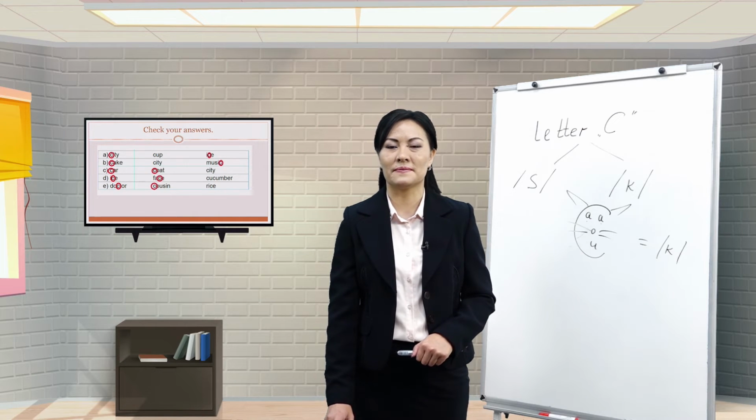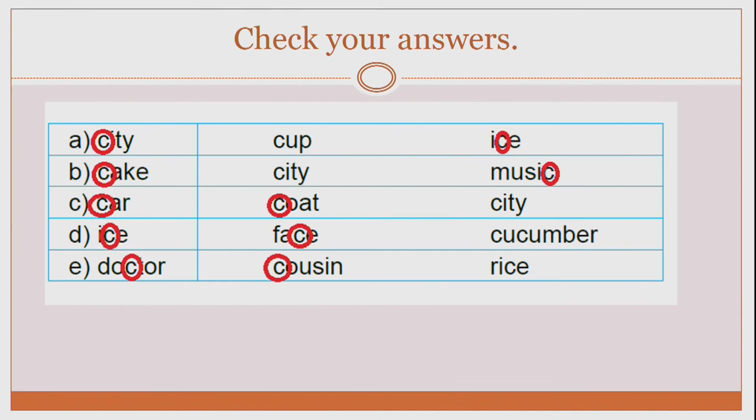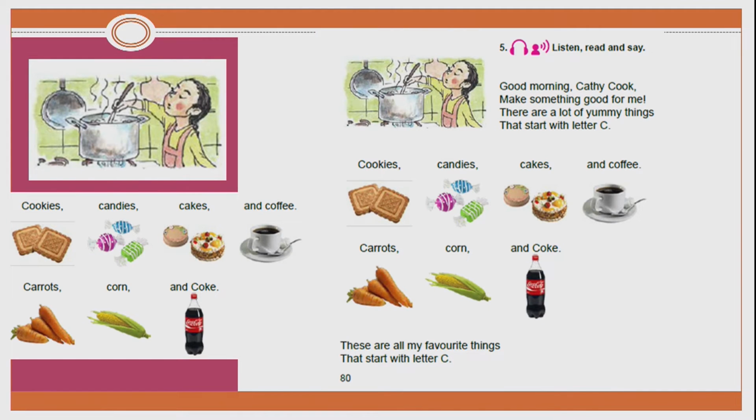Good job, children. Let's read the story about Kathy. Try to read the words correctly. Good morning, Kathy Cook. Make something good for me. There are lots of yummy things that start with letter C. Cookies, candies, cakes and coffee, carrots, corn and Coke. These are all my favorite things that start with letter C.